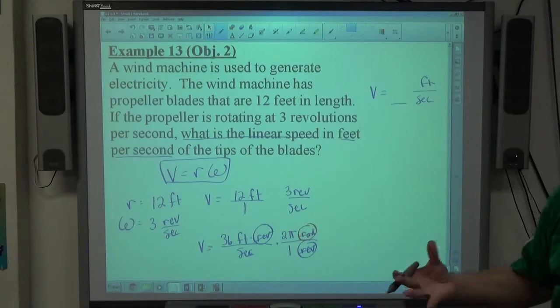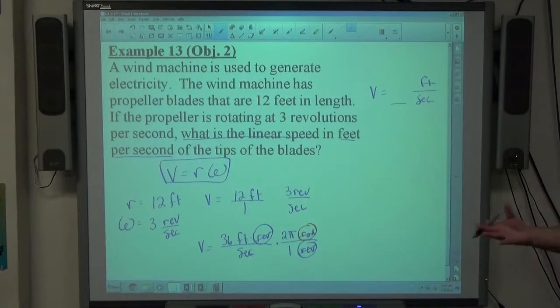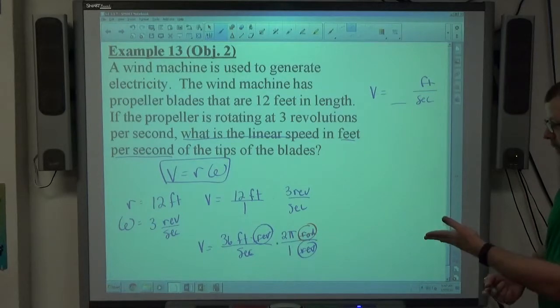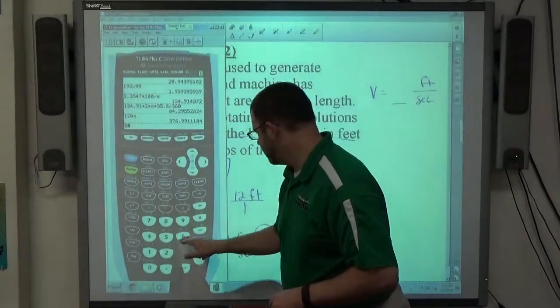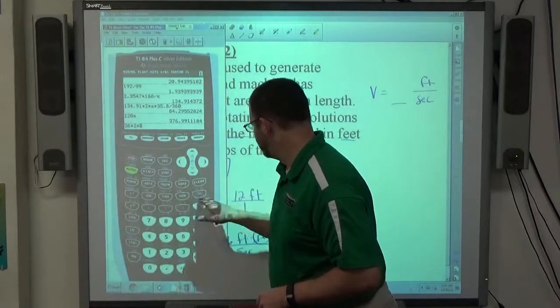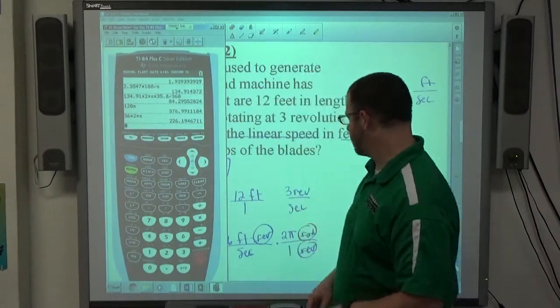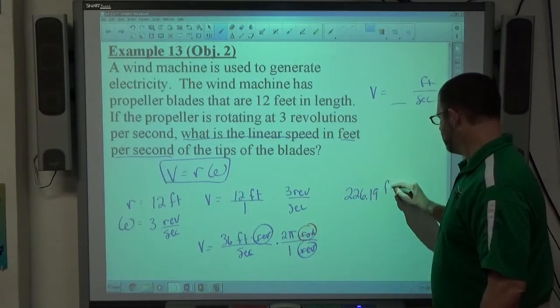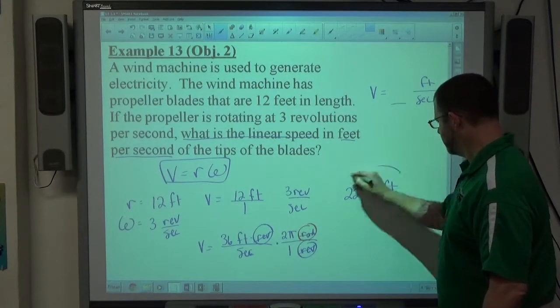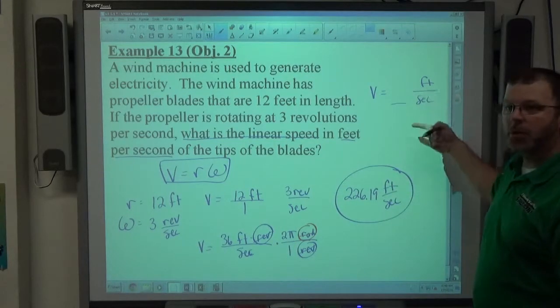Okay, so again, it's a very friendly unit. If you need it, go ahead and put it in. If you don't need it, take it out. All right, I don't need it, so I take it out. What I'm left with numerically is 36 times 2 pi, which comes out to 226.19 feet per second. And that's exactly what we're looking for, is feet per second.